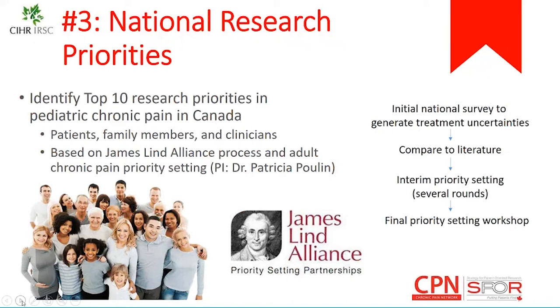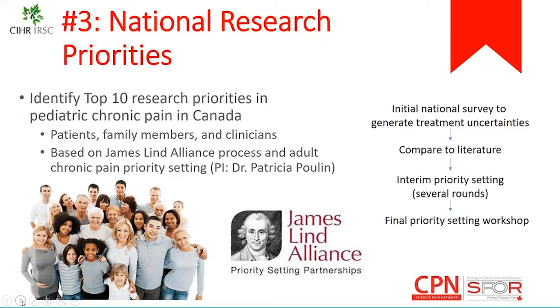So we will do an initial national survey to generate what we're calling treatment uncertainties. These are any question, concern, or priority that a patient, former pediatric patient, family member, grandparent, sibling, parent, or other care provider, or clinician, has about what we don't know about treating pain in kids that we really should be prioritizing. Then we, as the research team, will compare that to the existing literature to see whether some of these questions have been answered already, in which case we need to be better at sharing that information, or whether they are things we really don't know.